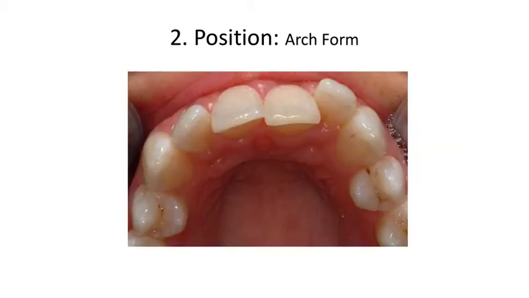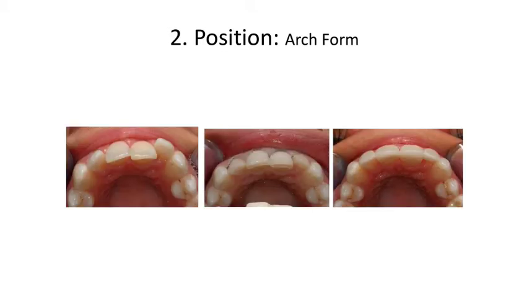Here is another example of poor arch form. This is often a result of crowding, as you see here. Some of the front teeth are behind the ideal position on the arch, and some of the other teeth are outside the ideal position.